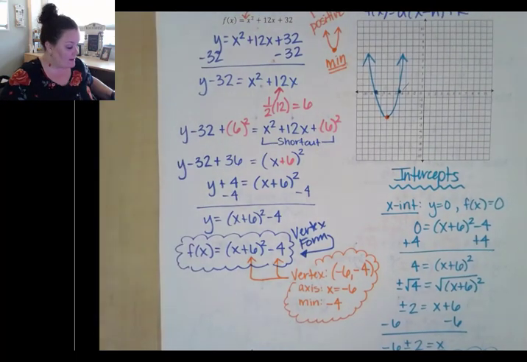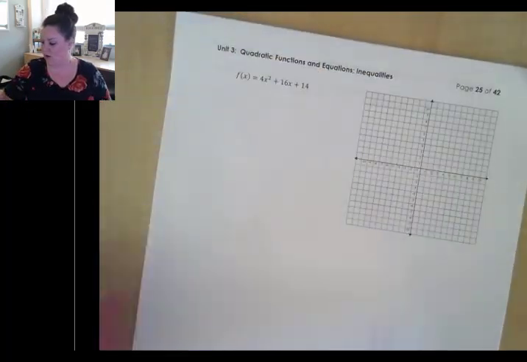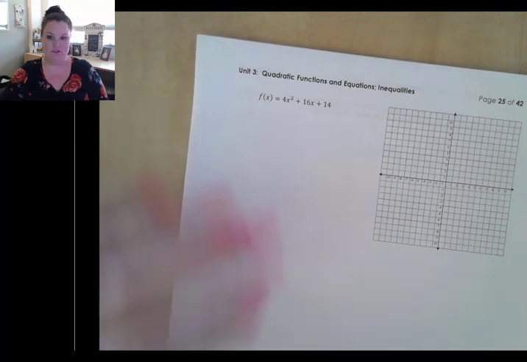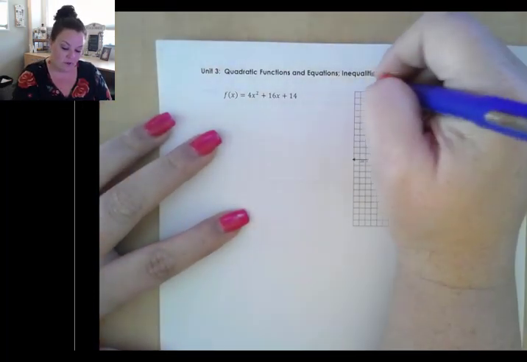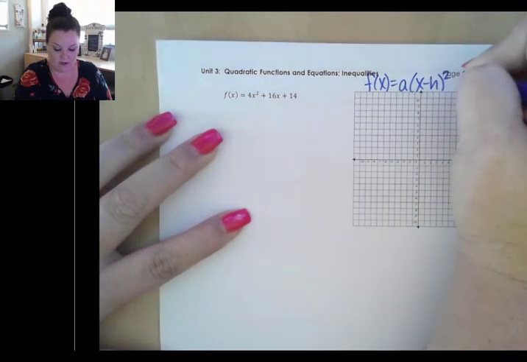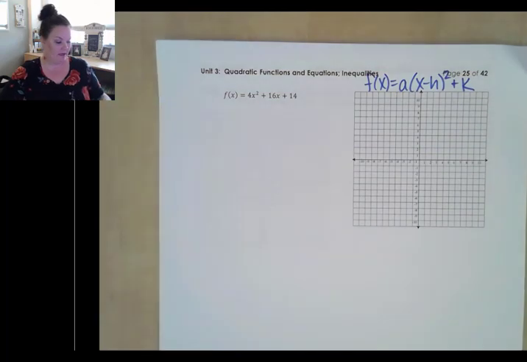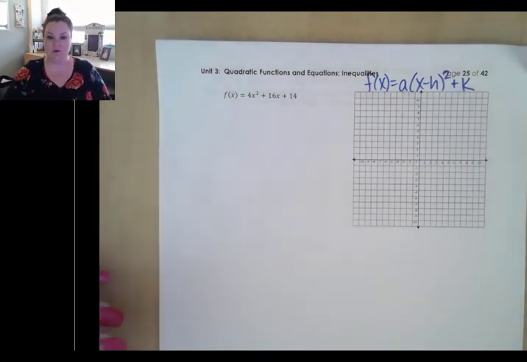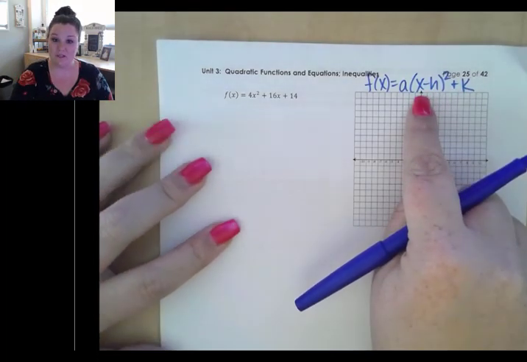All right, I'm going to do one more, and then I'm going to let y'all try some, all right? So let's look at one more. So first thing we want to do is get this thing in vertex form. So vertex form looks like f of x is equal to a times x minus h squared plus k, right? And we want it to look nice and pretty in vertex form, because then we can easily identify our vertex, our axis of symmetry, and our max or min value.